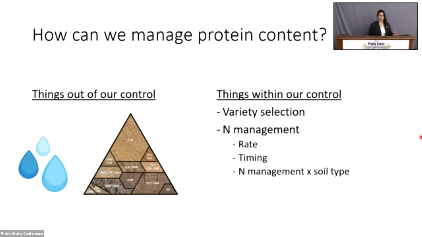But referring back to that previous slide, looking at genetics, our environment, our management, things that are out of our control are going to be how much water you get, unless you're irrigating, some of the few irrigation fields that we have in Minnesota. But for the most part, we're looking at dryland wheat. So things out of our control are going to be rain and the kind of soils that you're growing your wheat on. Things within our control are variety selection and nitrogen management. And that nitrogen management is going to encompass your nitrogen rate, how much nitrogen you're putting down, when you're putting it down, and whether or not you're choosing to vary those inputs by your soil types across the field.